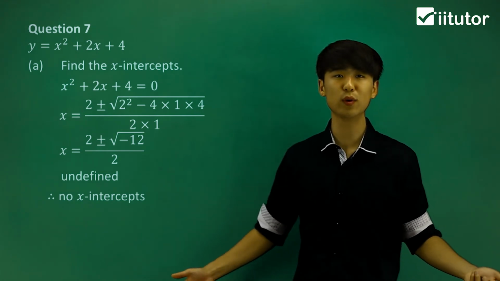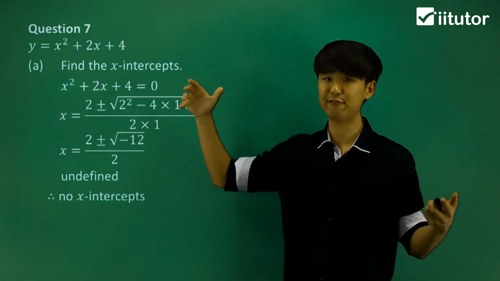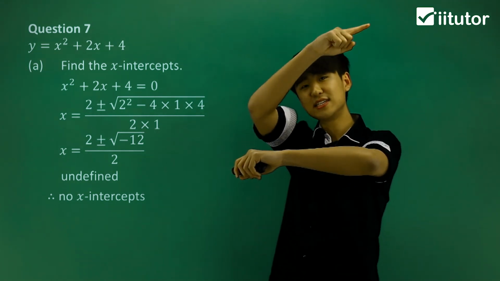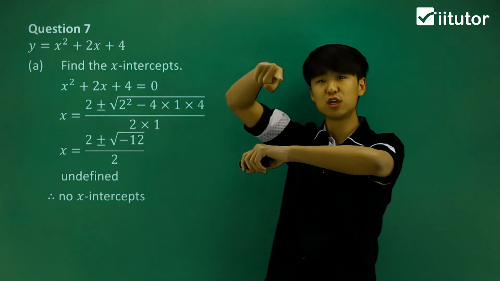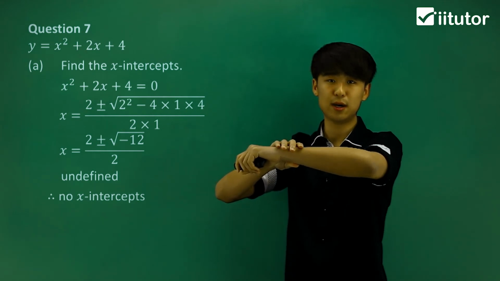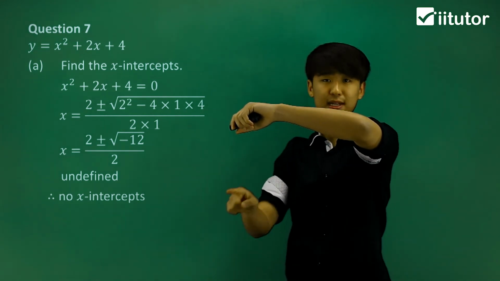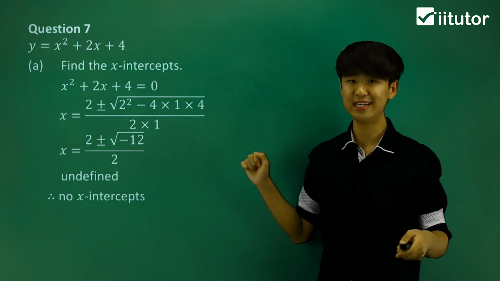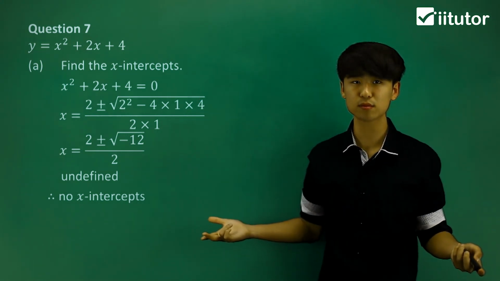Now what kind of situation does a quadratic have no x-intercept? It's when I have my x-axis like this and the parabola is just all the way above. It doesn't even touch or cut the x-axis. Or it's just below and doesn't touch it at all as well. So that's the situation where it has no x-intercepts.